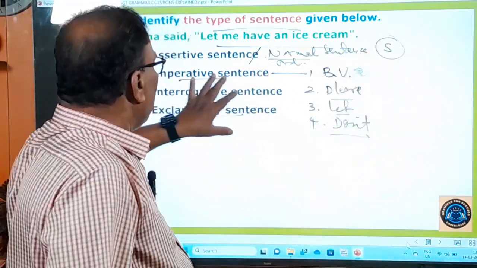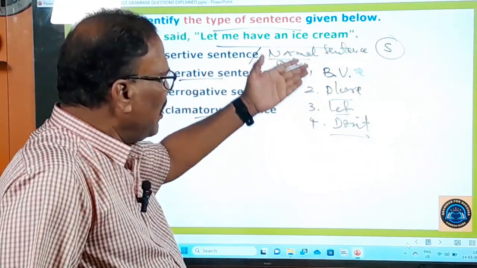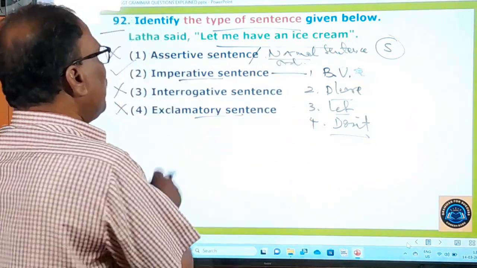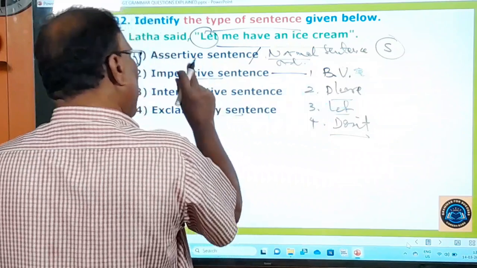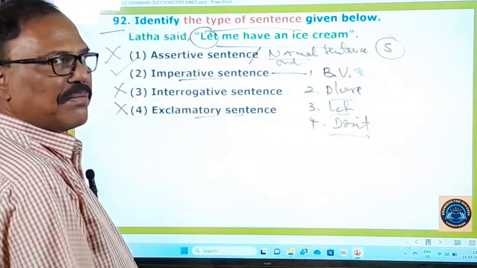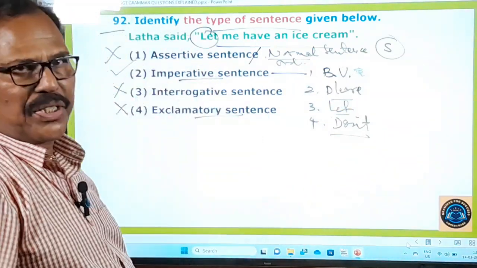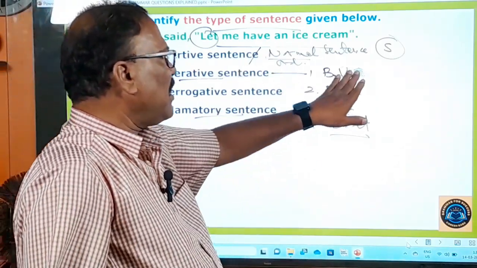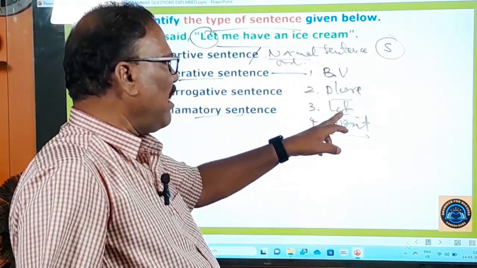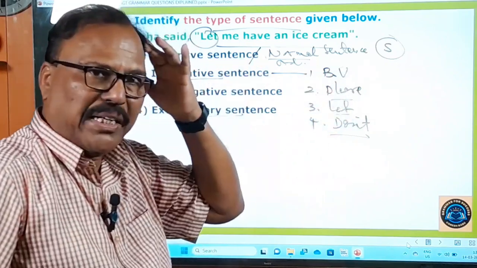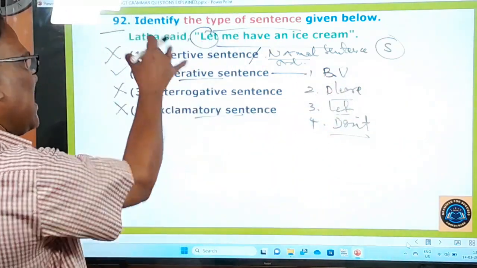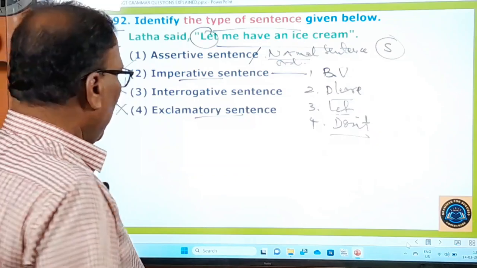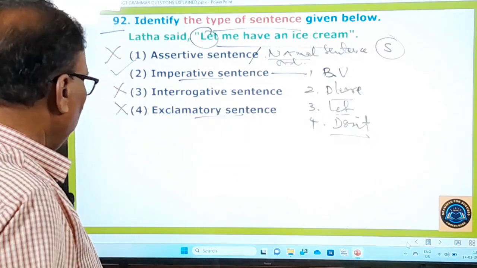So in this way, these imperative sentences will begin with these 4 things. So here the sentence is beginning with the base form verb, and therefore it is an imperative sentence. This is the logical explanation. In the examination, he might give you a sentence with please, let, don't, or a base form verb. Please keep this point in your mind, and you can easily identify that kind of sentence, right? And now let's move on to the next question.